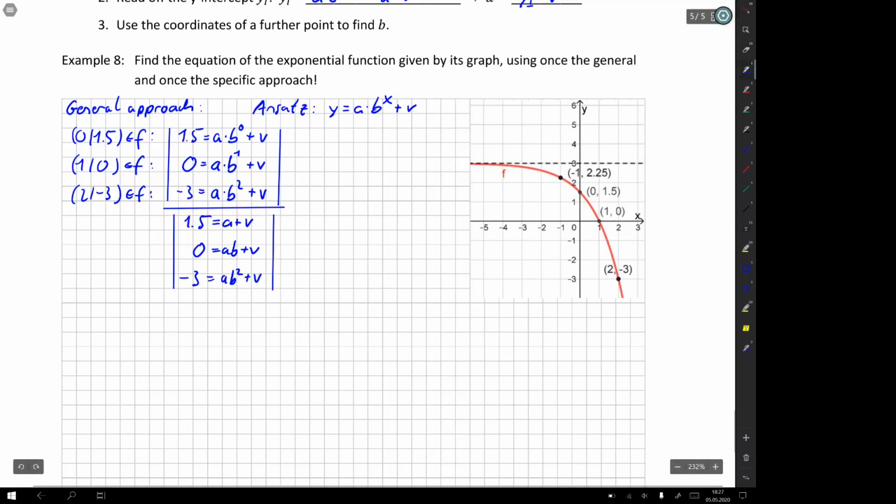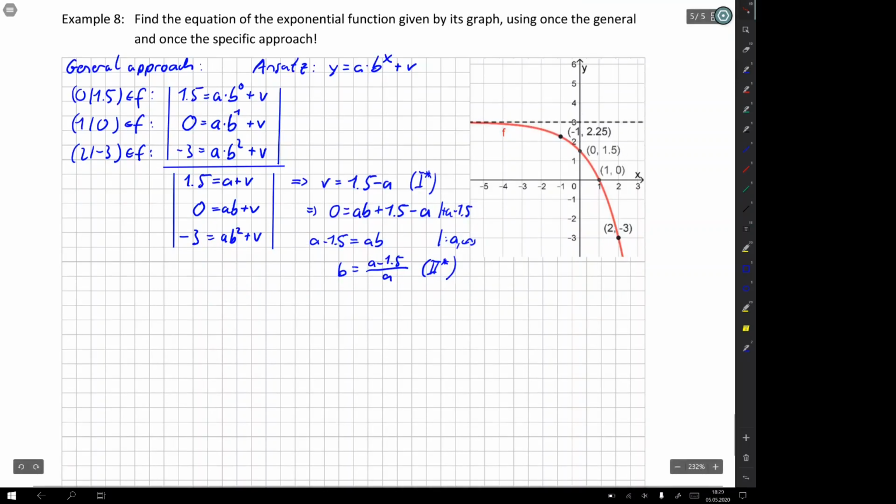And now, using the first equation, we can solve that for v. So we get v is 1.5 minus a. Let's call this 1 star, and let's use it now for the second equation. So we get 0 equals ab plus 1.5 minus a. Let's solve that for ab. So I have to do plus a minus 1.5. I get a minus 1.5 equals ab. And now I divide by a and I switch the 2 sides. I get b equals (a minus 1.5) divided by a.